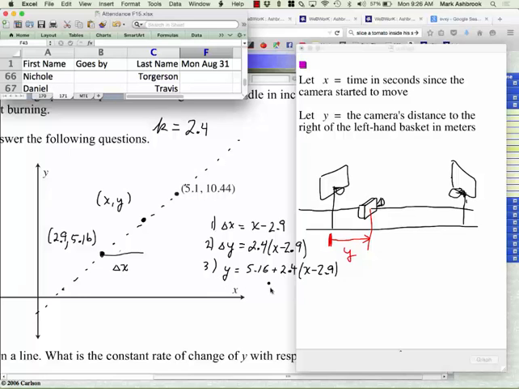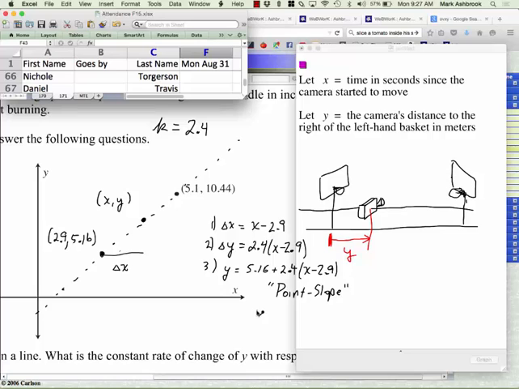Okay, so this is what we call point slope. Why? Because it comes down to a point, 2.9 comma 5.16. That's our point, and then our slope is 2.4, or our rate of change. That's point slope form.